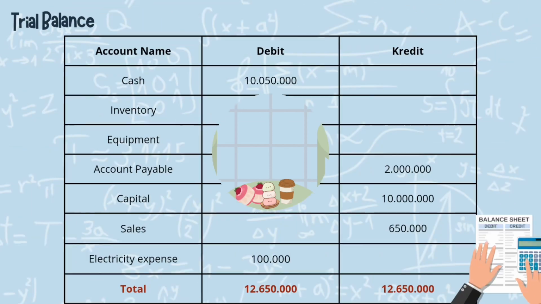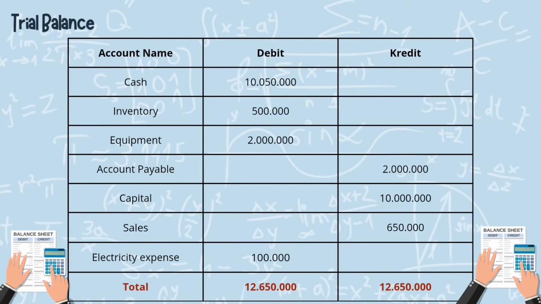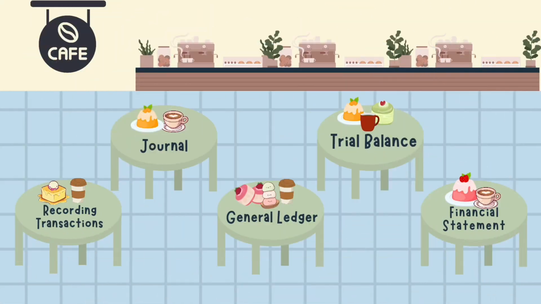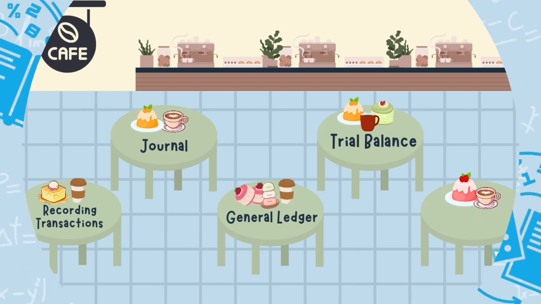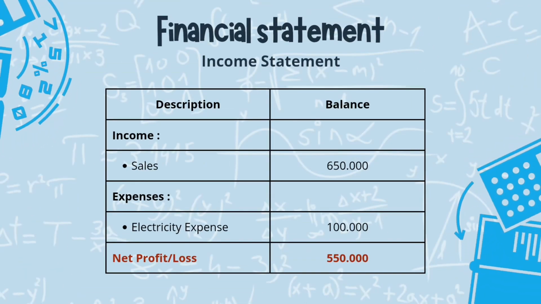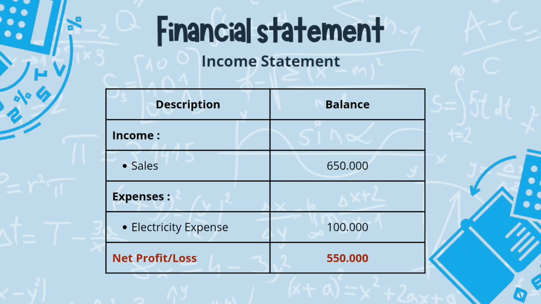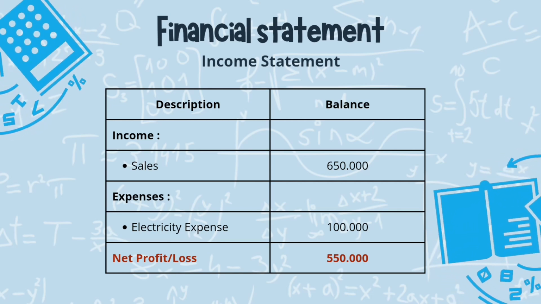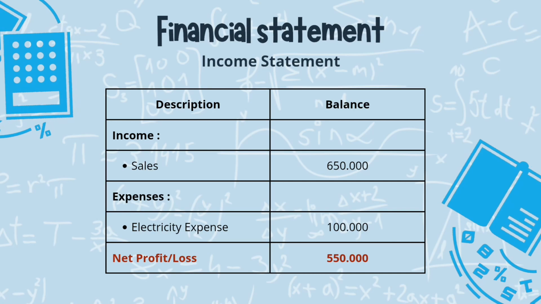4th step. The next stage is to create a trial balance by listing all accounts and the amounts in their respective normal balances. The debit and credit amounts must be balanced. 5th step. The final step is to prepare financial reports. First, we calculate the profit and loss report to find out the profit or loss experienced by the company by reducing sales by expenses.